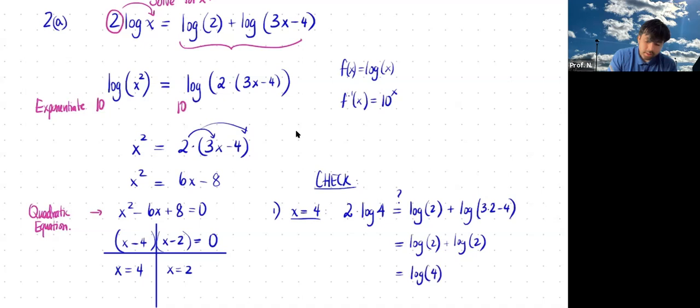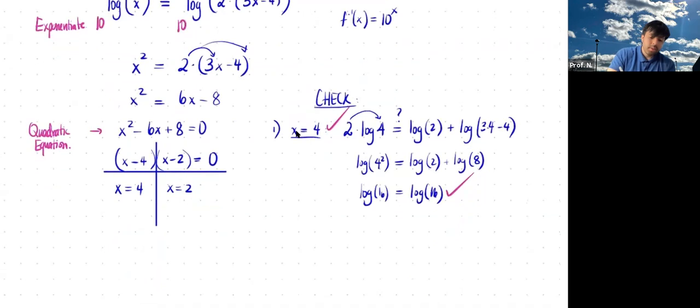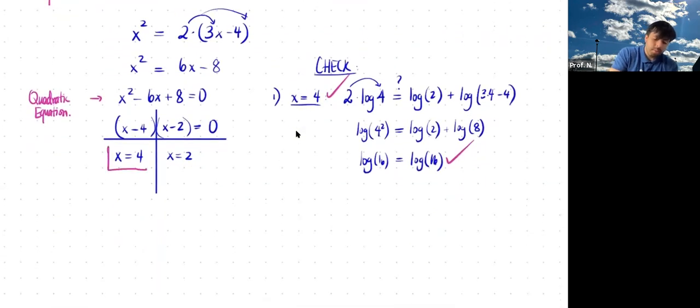And sorry, this should have been 4. 3 times 4, that's 12 minus 4 is 8. Pardon me for that. And then if you combine them, you get log of 16. And then on the left side, you put the 2 in front, and you get log of 4 squared, which is also log of 16. So this is good. So x equals 4 is a solution.